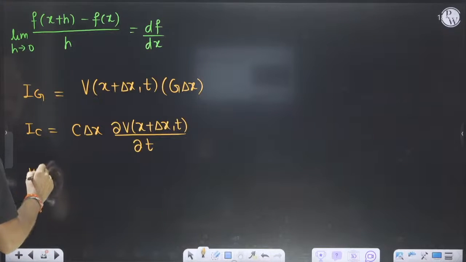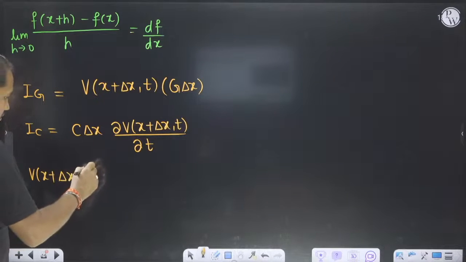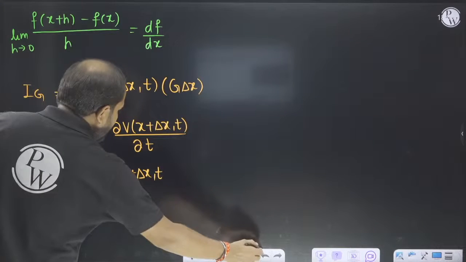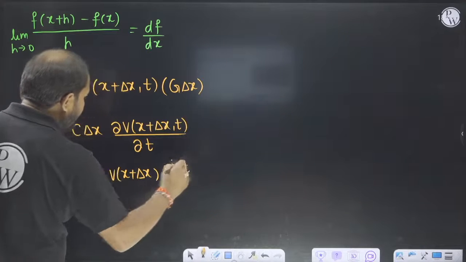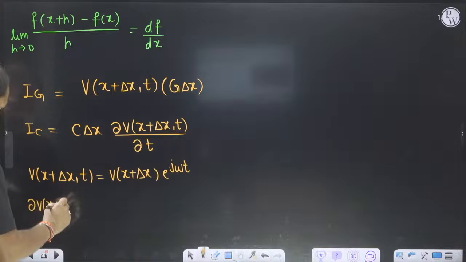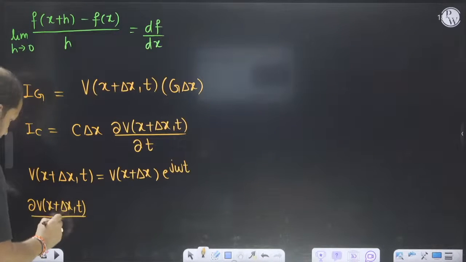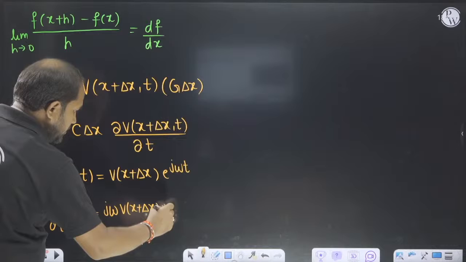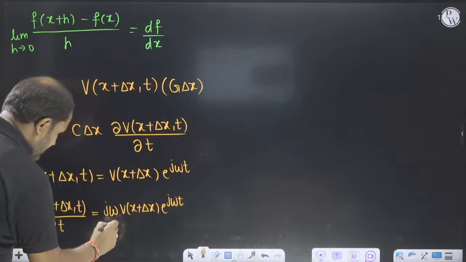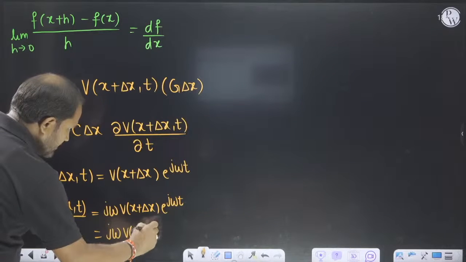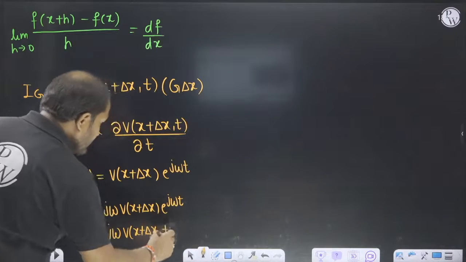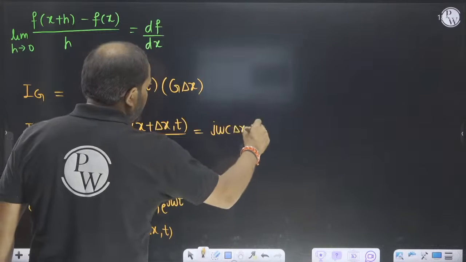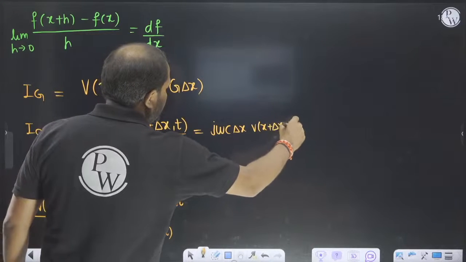As we know, V(x plus delta x, t) will be written as V(x plus delta x) e to the power j omega t. Then dou V(x plus delta x, t) divided by dou t will be written as j omega V(x plus delta x) e to the power j omega t, that means j omega V(x plus delta x, t). So I will replace it through j omega, so j omega C into delta x V(x plus delta x, t).